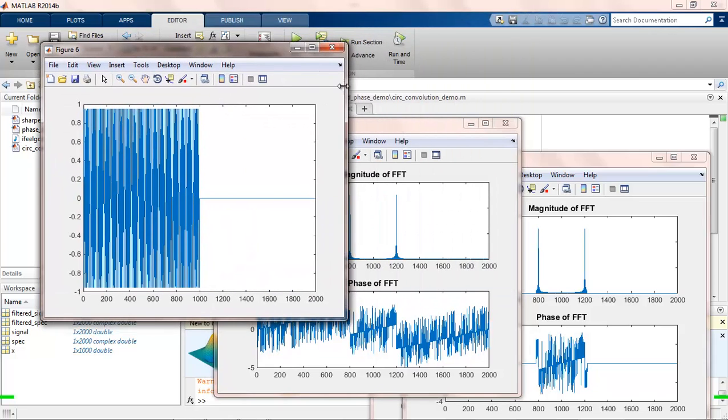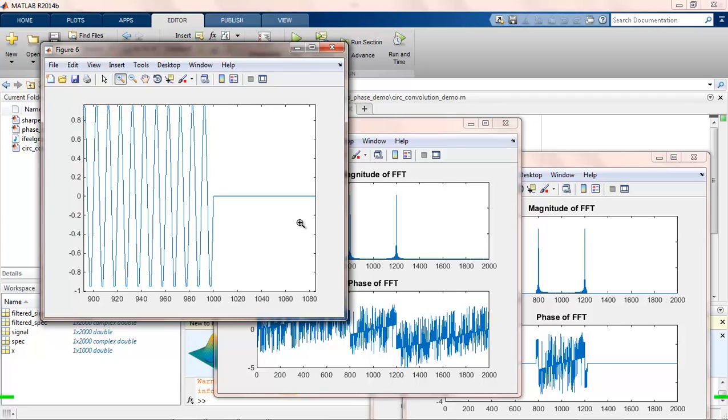Okay, so here's what I've done. I start by creating a very simple signal here. This is just a sinusoid that gets cut off at a certain time. The first half is a sinusoid at a frequency of 0.1, and then all of a sudden it stops. The second half is 0.